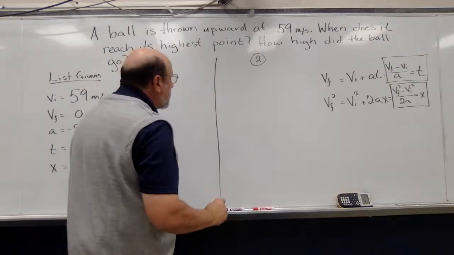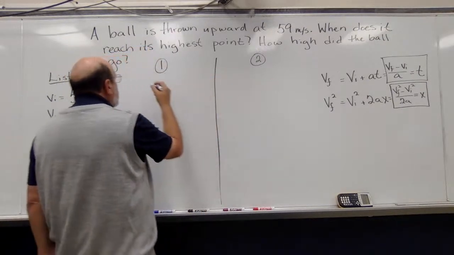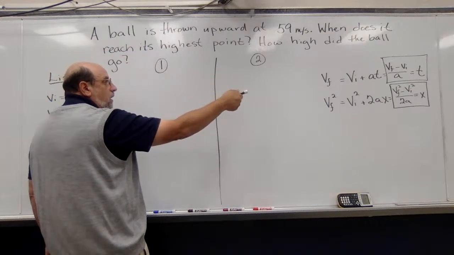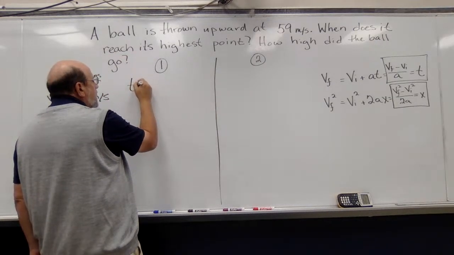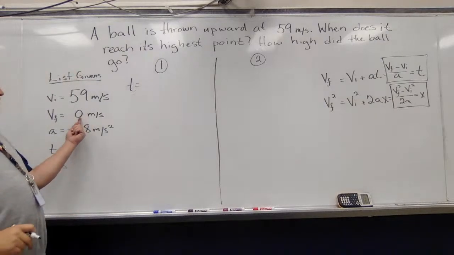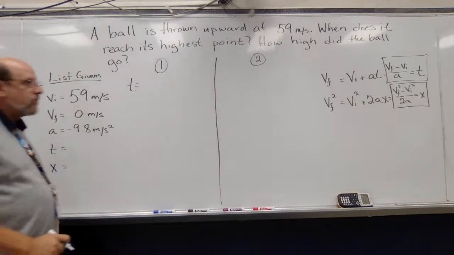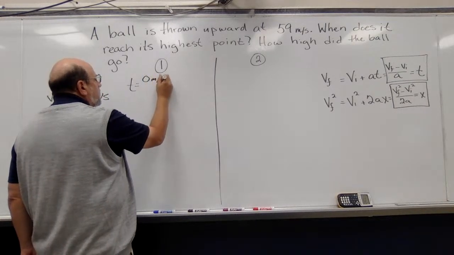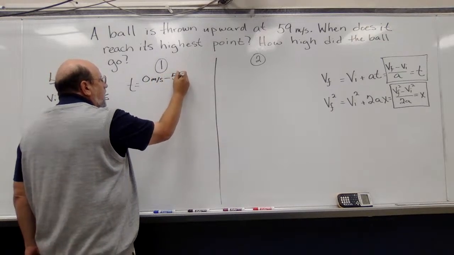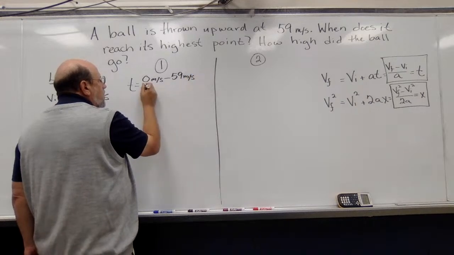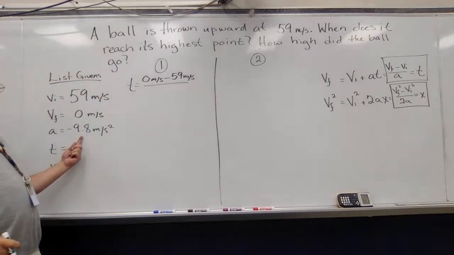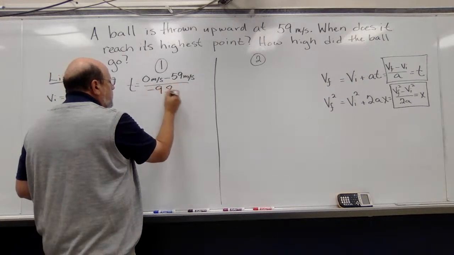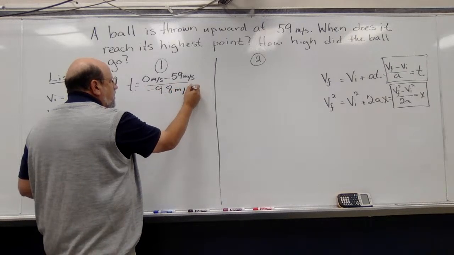All right, well, let's use our formula. Our formula is V final minus V initial divided by our acceleration. So t is equal to our final velocity, which is 0, minus our initial velocity, which is 59 meters a second. So 0 meters a second minus 59 meters a second, divided by the acceleration due to gravity, which is negative 9.8 meters a second squared.